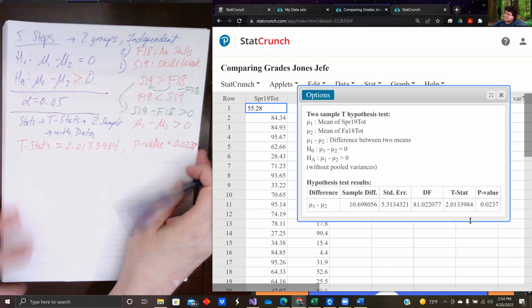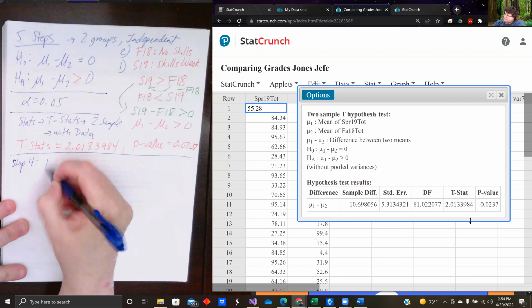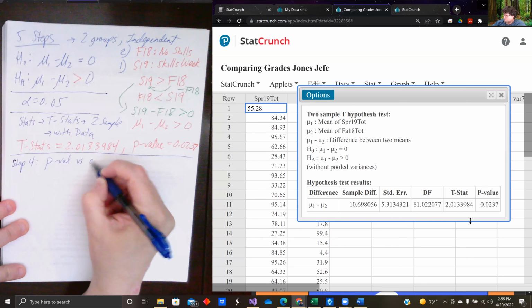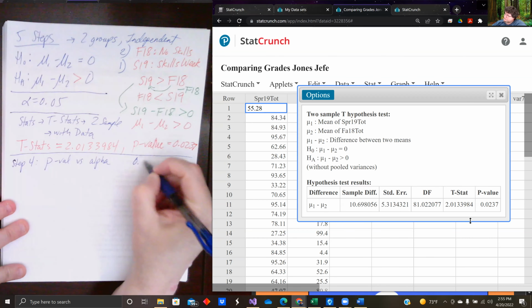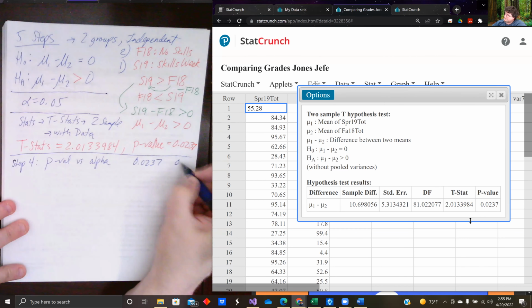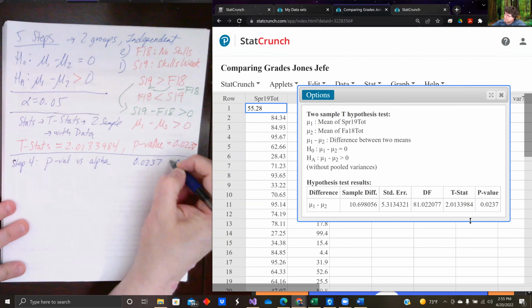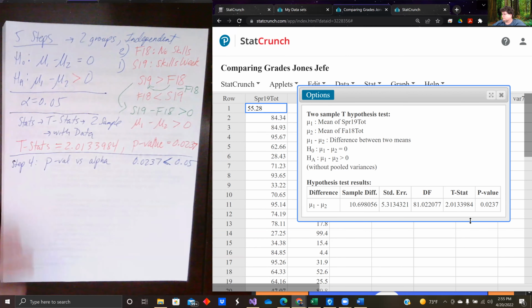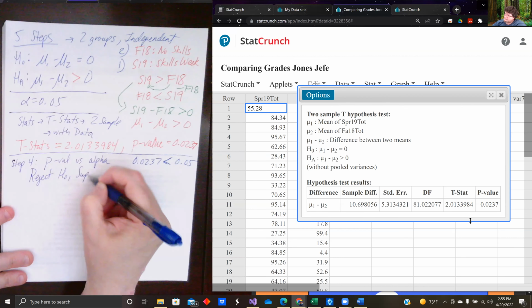Step 4, we're going to make a comparison. P-value versus alpha. My p-value is 0.0237. My alpha is 0.05. My p-value is below alpha. So my p-value is too low. The null must go, or reject the whole. Reject H naught, support HA.